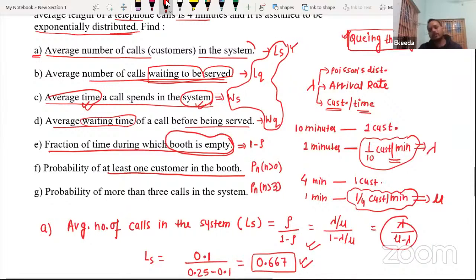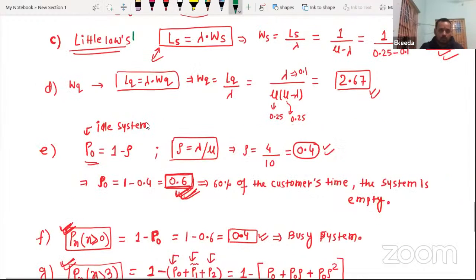And these two you should not remember: Ws and Wq. There is no need to remember the formulas for Ws, average waiting time in the system, and Wq, average waiting time in the queue. Instead, just remember Little's law, which says that the average number of customers in the system is equal to the arrival rate multiplied by the average waiting time in the system, and the average number of customers in the queue is equal to the arrival rate multiplied by the waiting time in the queue.